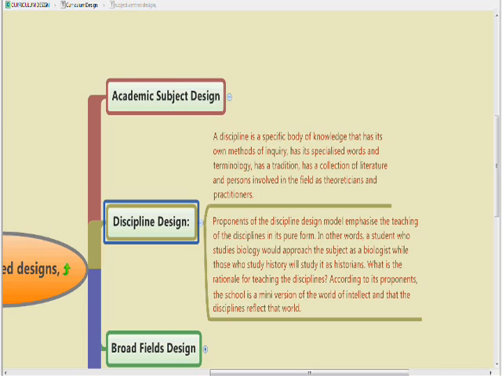Proponents of discipline design model emphasize the teaching of a discipline in its purest form. In other words, a student who studies biology would approach the subject as a biologist, while those who study history will study as a historian. What is the rationale for teaching the discipline? According to the proponents, the school is a mini version of the world of intellect, and that its discipline reflects the world. Now, basically, let me put it in a nutshell.